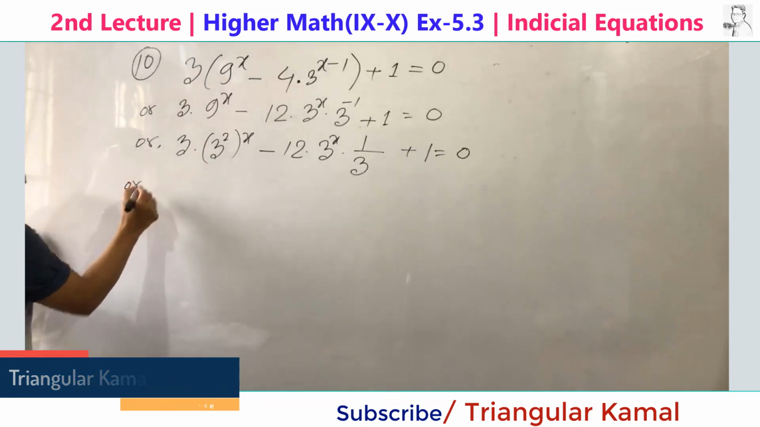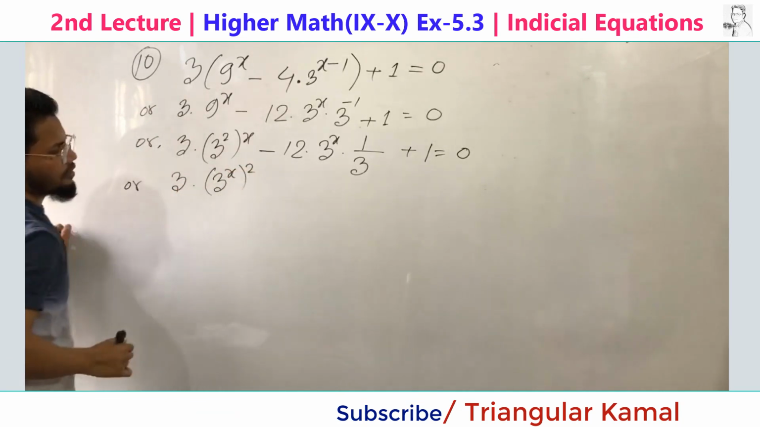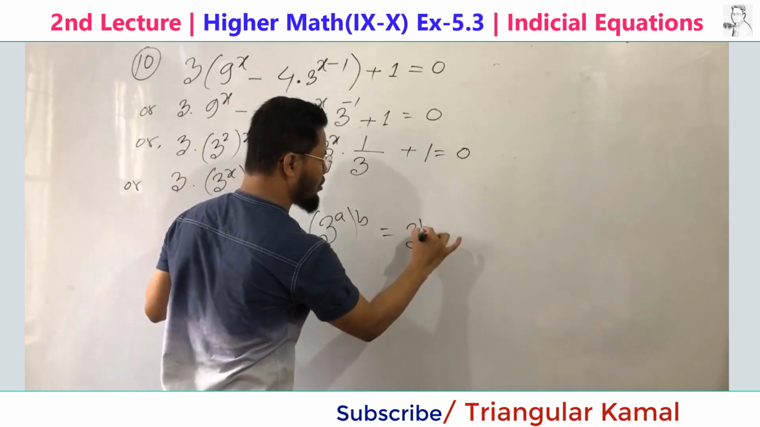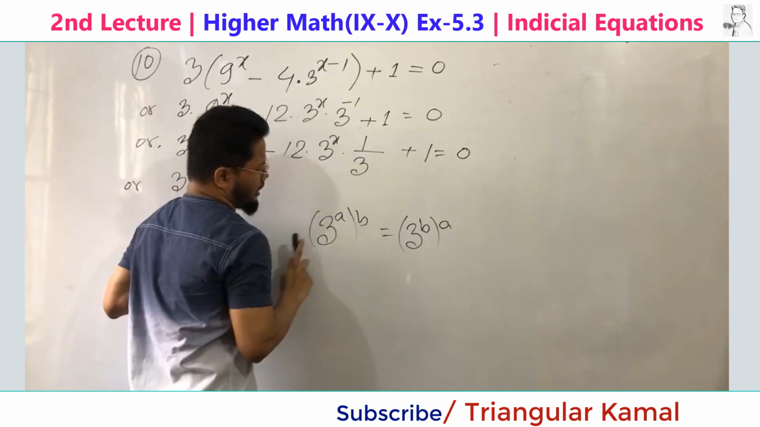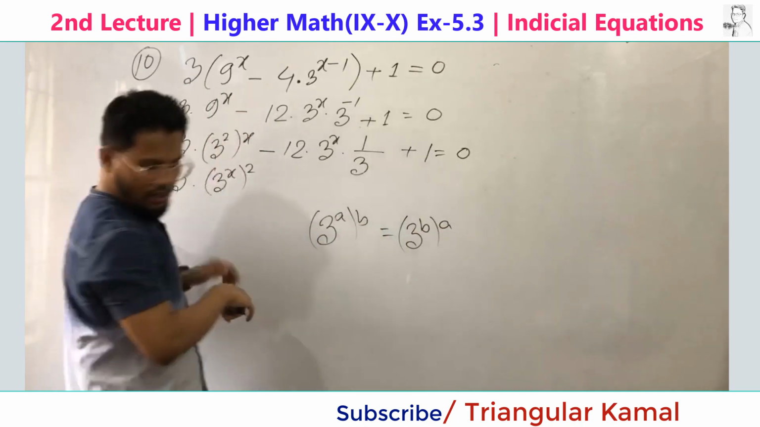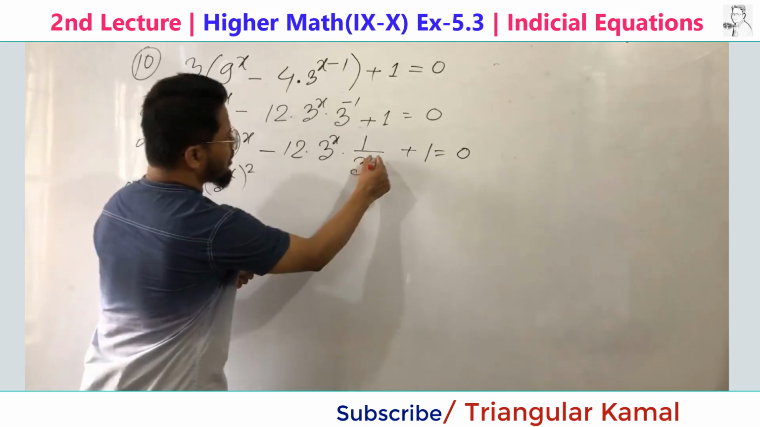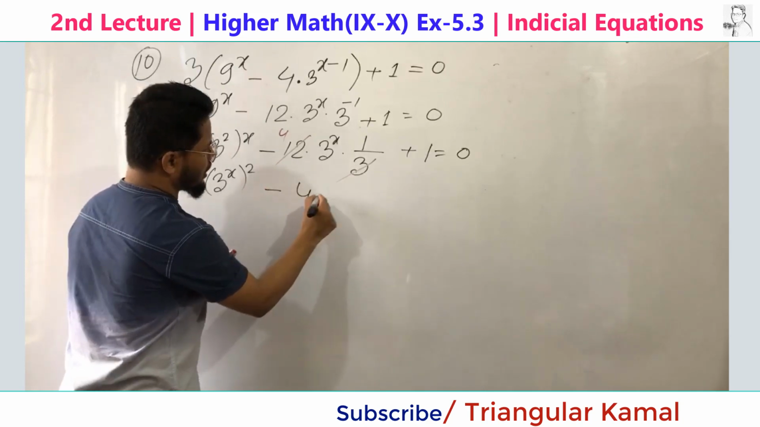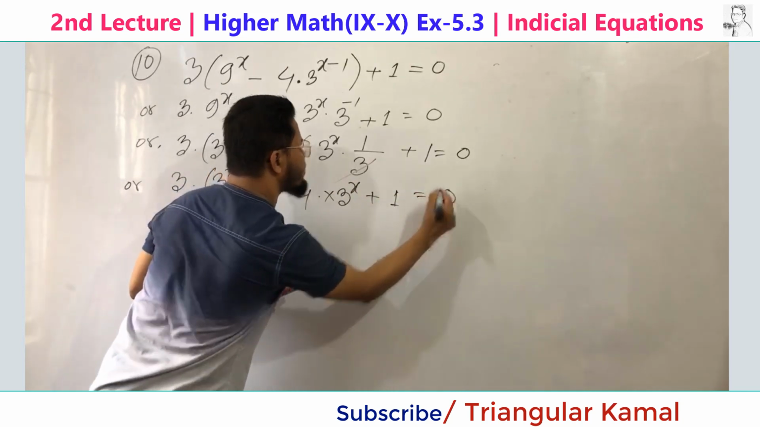Now here you can write 3 to the power x, then 2 here, because 3 to the power a multiplied by b, you can write as 3 to the power b multiplied by a. When this is a power and this is also a power, the power becomes simple multiplication. This one gives you ab, and this one also gives you ab. Similarly, eliminating this one, you will get 4 times 3 to the power x plus 1 equals 0.